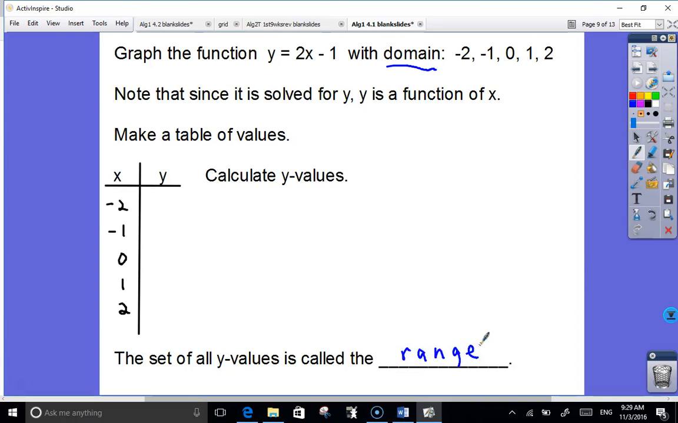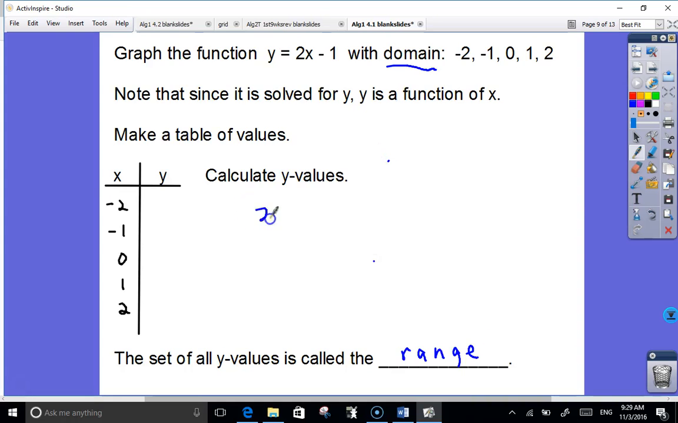Okay, so they said in this problem, it says, graph the function y equals 2x minus 1 with a domain of -2, -1, 0, 1, and 2. So only those 5 points, right? It doesn't tell you graph those 5 points and connect them with a line. We're not doing that yet, right? All we're doing is graphing these 5 points. Okay, how am I going to figure out the y values that go with each one of those x values? Plug in for x, right? In this equation right here, y equals 2x minus 1.